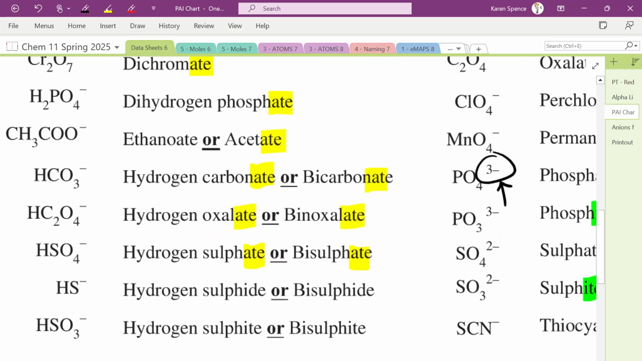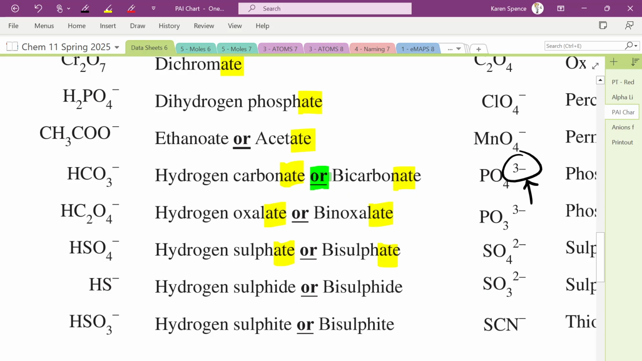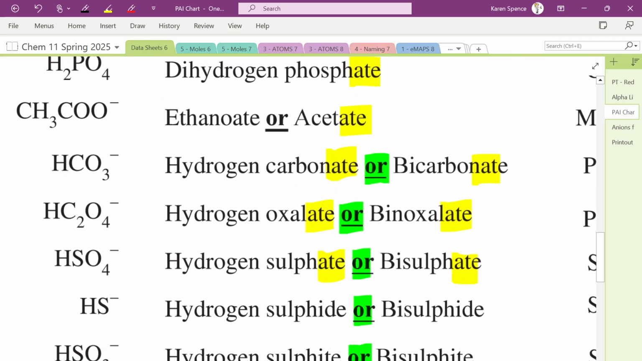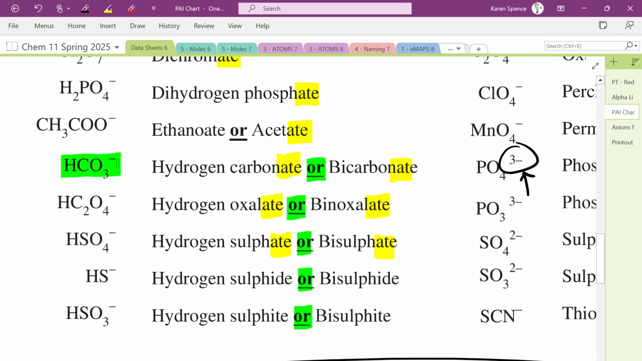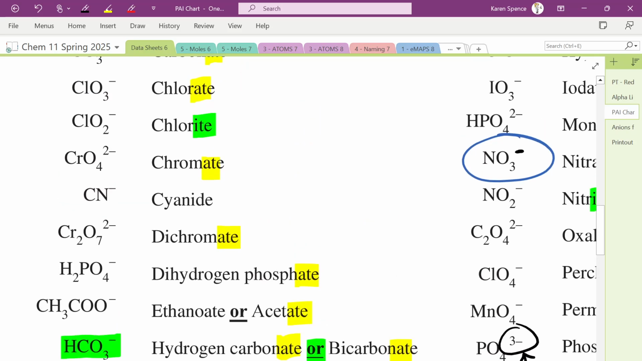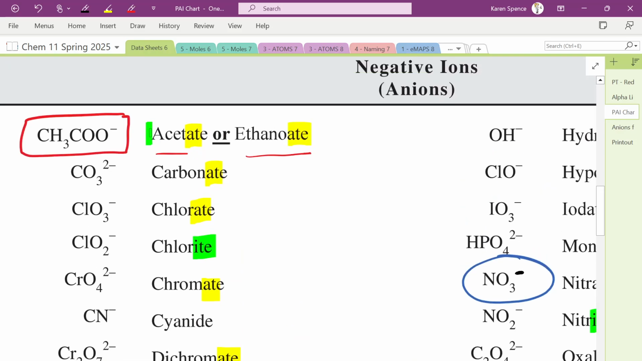Another thing I'd like you to notice is that down here we have some ors. So if you see an ion that is HCO3 minus, you can either call it hydrogen carbonate or you can call it bicarbonate, and it doesn't matter which one. Okay, so you get to choose. CH3COO minus, you can either call it acetate or ethanoate. Both of those are correct names. Acetate is the common name. Ethanoate is the official name. Okay?